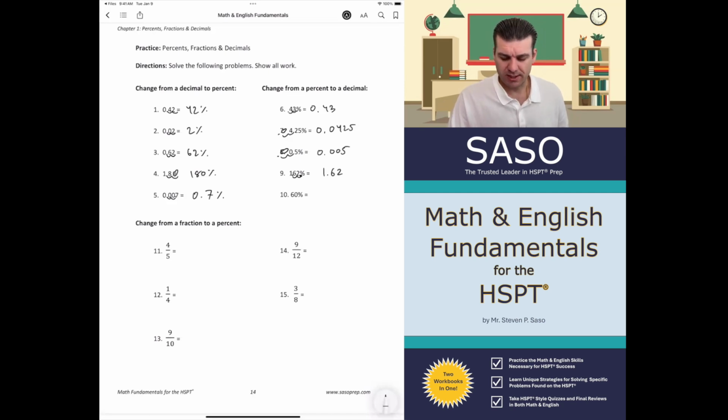And then the last one here, number 10, 60%. Decimal is understood after. We move it over 2 places to the left, and that's going to be 0.6 for that one.